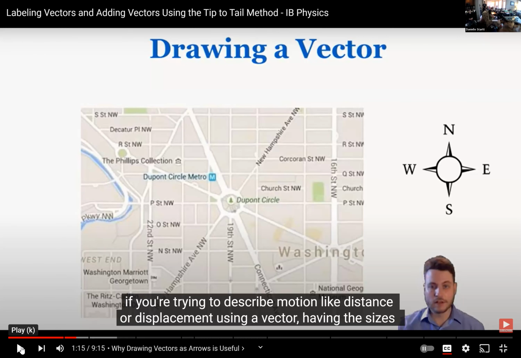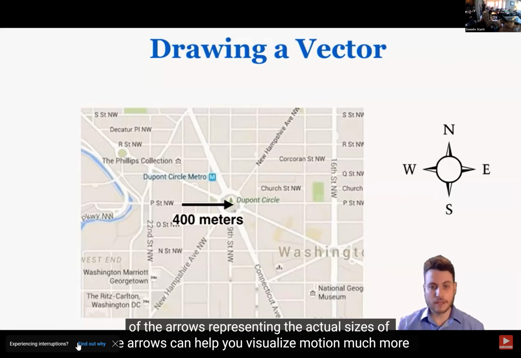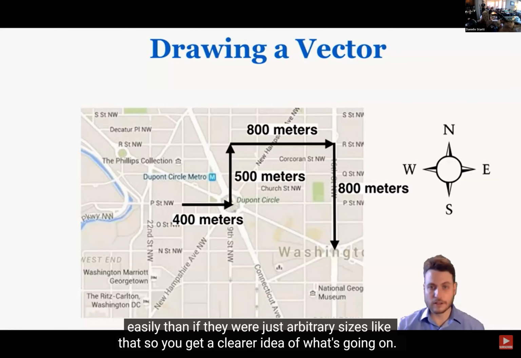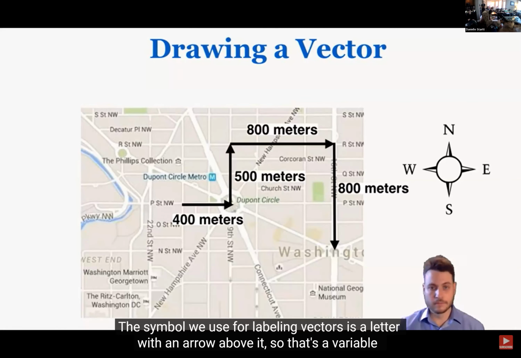Let's play. Having the sizes of the arrows representing the actual sizes can help you visualize motion much more easily than if they were just arbitrary sizes like that. So you get a clearer idea of what's going on.